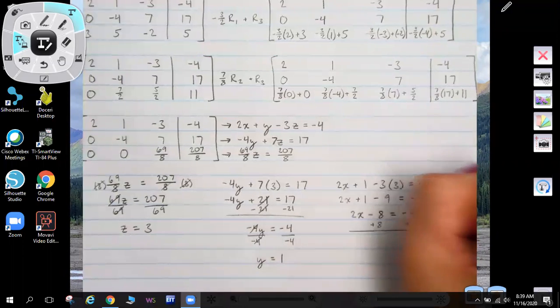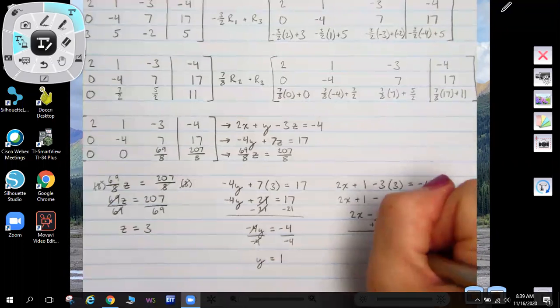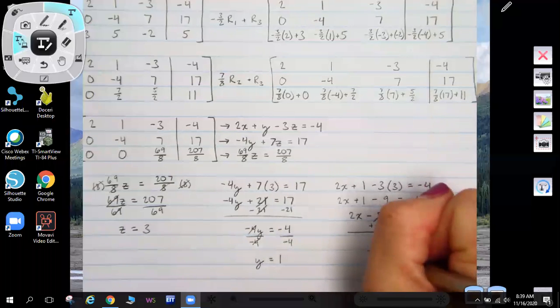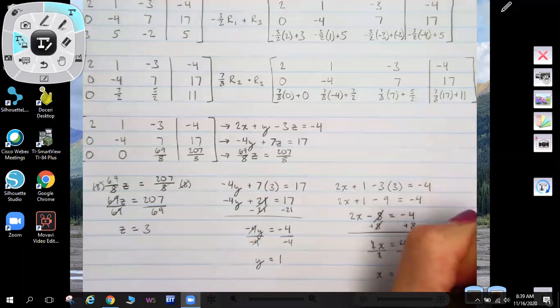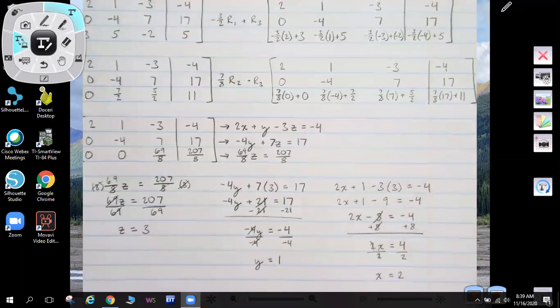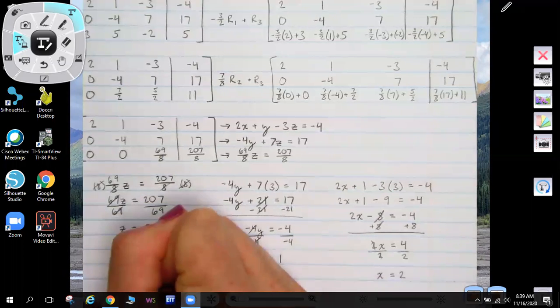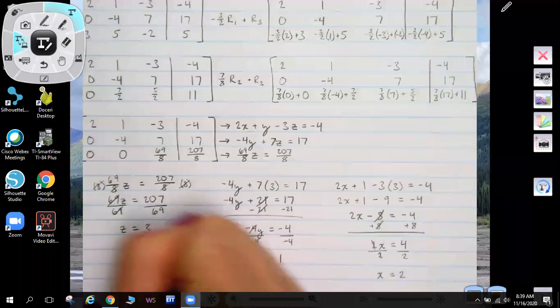Add 8 to both sides. We have 2x equals 4. Divide both sides by 2. We get x equals 2. So our solution is 2, 1, 3.